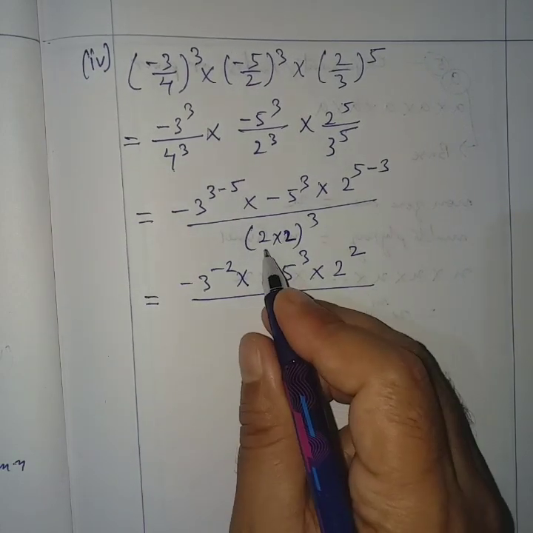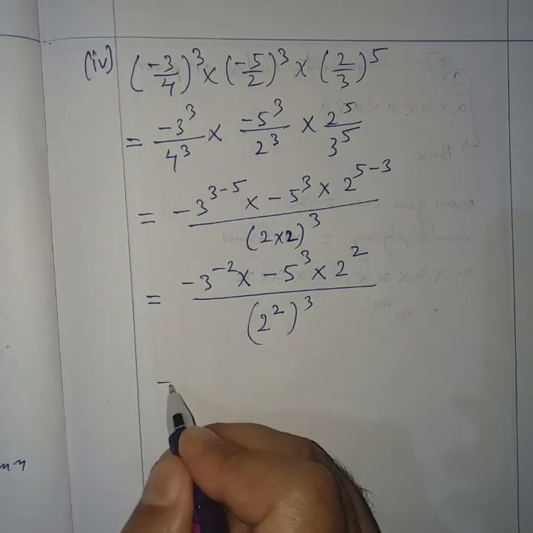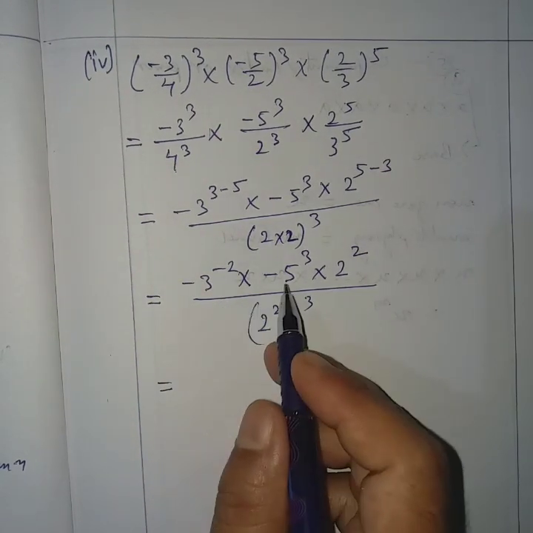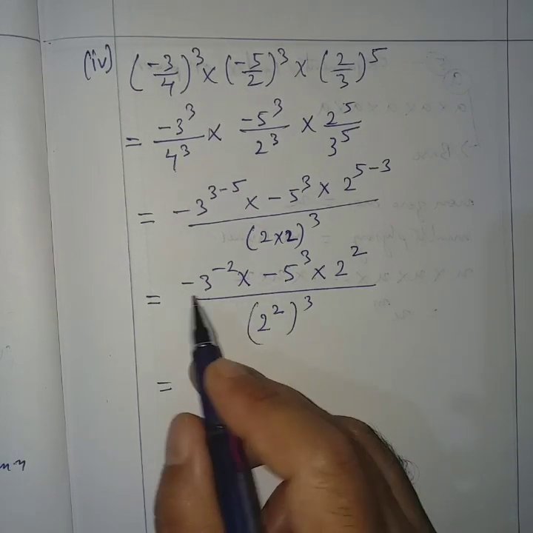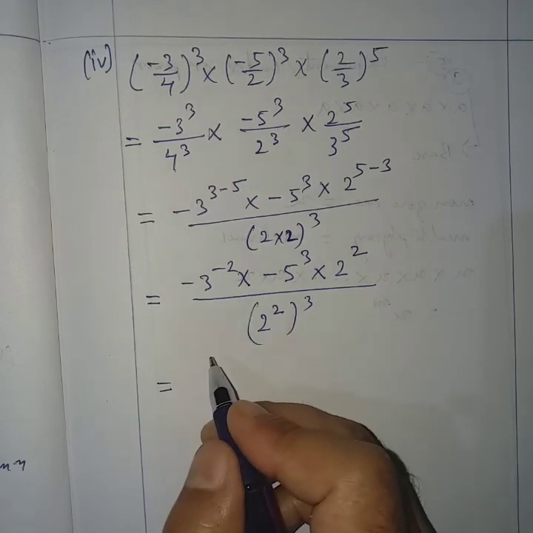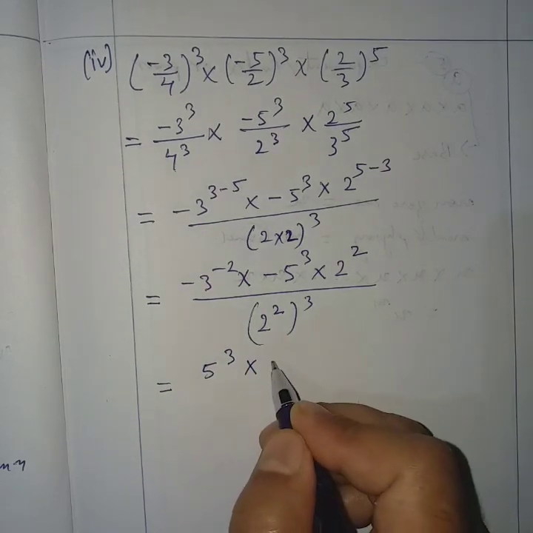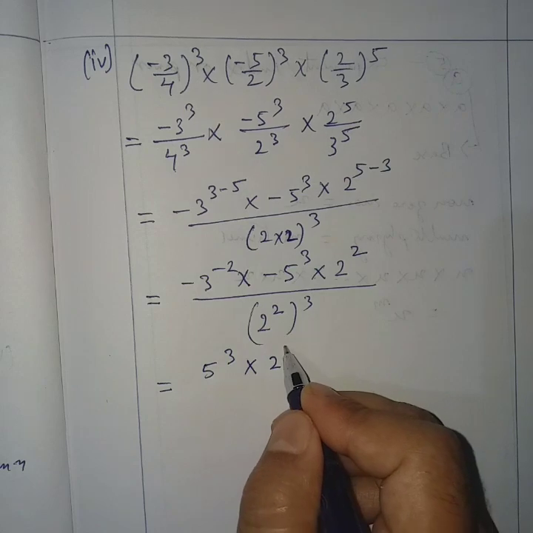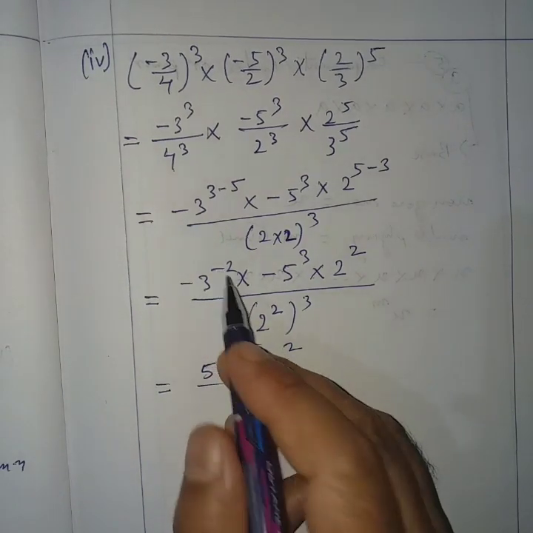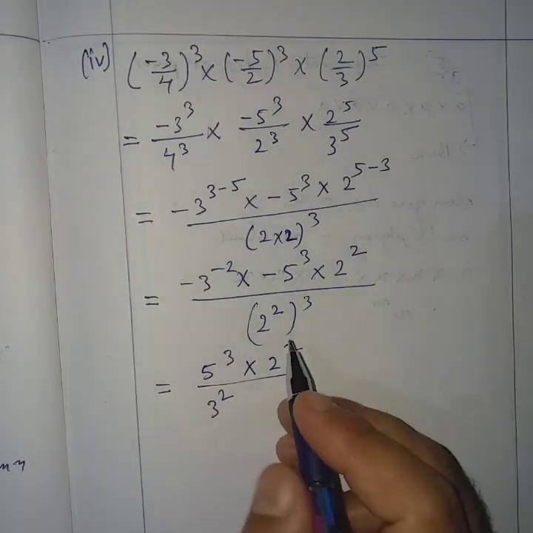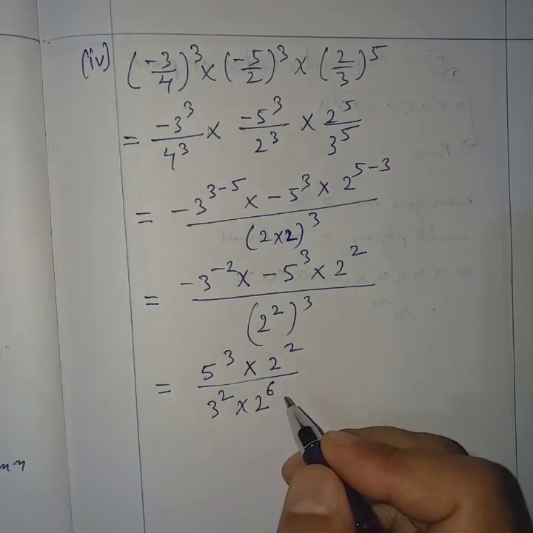By this, 2 into 2 we can write as (2^2) whole to the power 3. Now minus minus is plus, so we are not going to write the minus sign now. So let us write 5 to the power 3 into 2 to the power 2, and the quantity 3 to the power minus 2 in the denominator to remove the minus, so 3 square, and 2 into 2 to the power 3 is 2 to the 6.